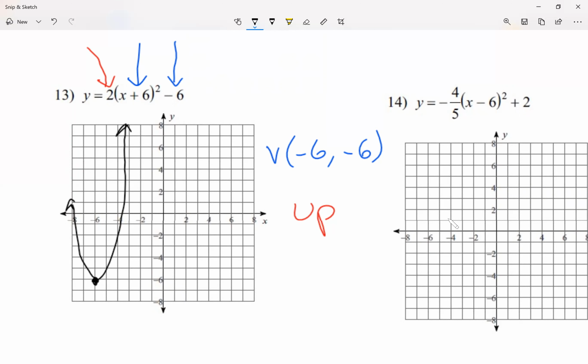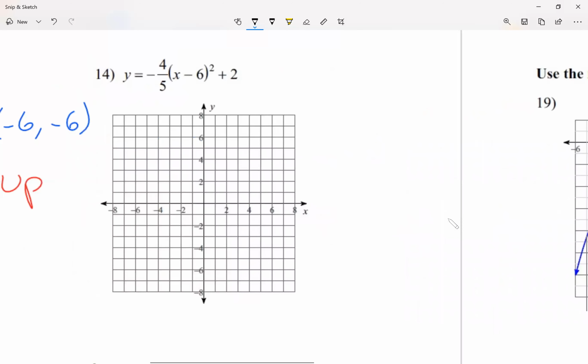For vertex form, what I really want you guys to focus on, what's the vertex and the aperture. When it is open up, the vertex is the lowest point. When the thing is open down, the vertex is the highest point. I mentioned that business management, those that look for maximizing profit, they look at this type of graphs. All right, let's take a look at question number 14.